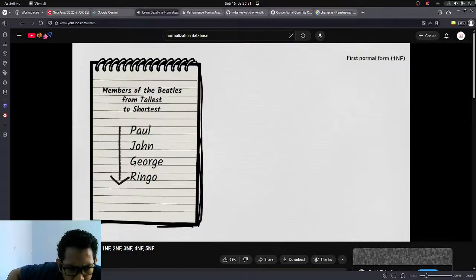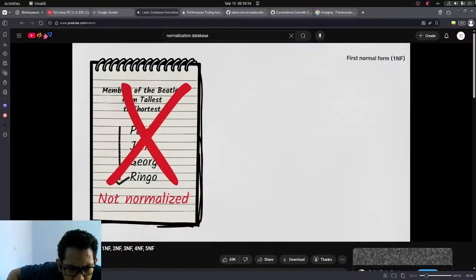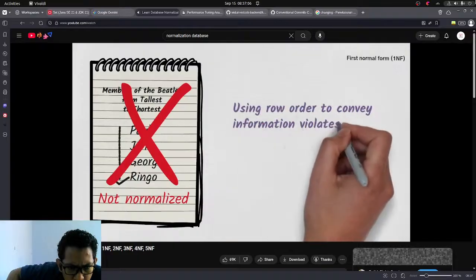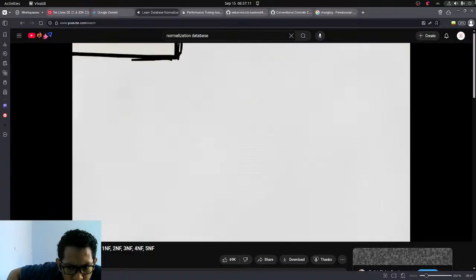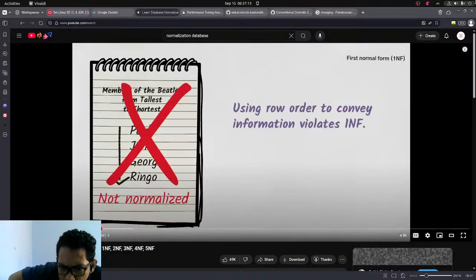Lists like this are totally comprehensible to us, but they're not normalized. Remember, there's no such thing as row order within a relational database table. So, here we have our first violation of first normal form. When we use row order to convey information, we're violating first normal form. The solution is very simple. Be explicit.